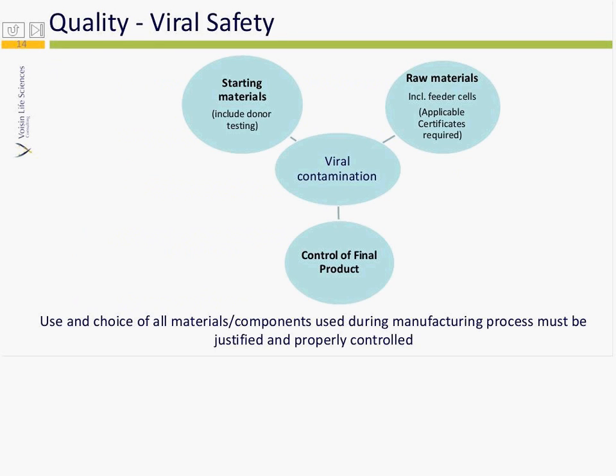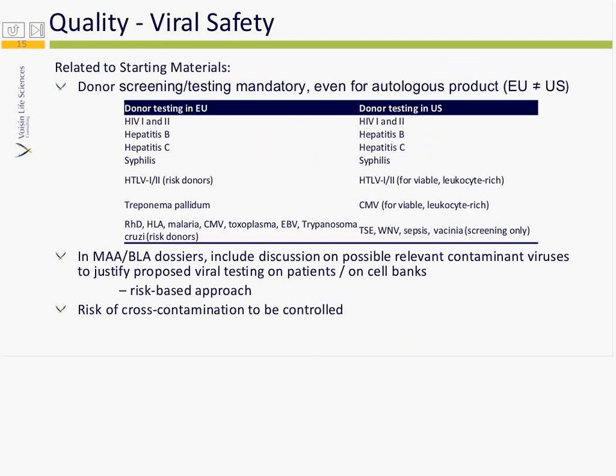Viral safety, again: viral contamination can come from starting materials or raw materials. So it needs to be controlled through the manufacturing process, and there are guidelines describing how to do this. One thing that's interesting to note is that viral safety requirements can be different in Europe versus the US. When you're bringing a product from the US to Europe, for example, it's necessary to check that the necessary donor testing and viral safety studies have been performed.